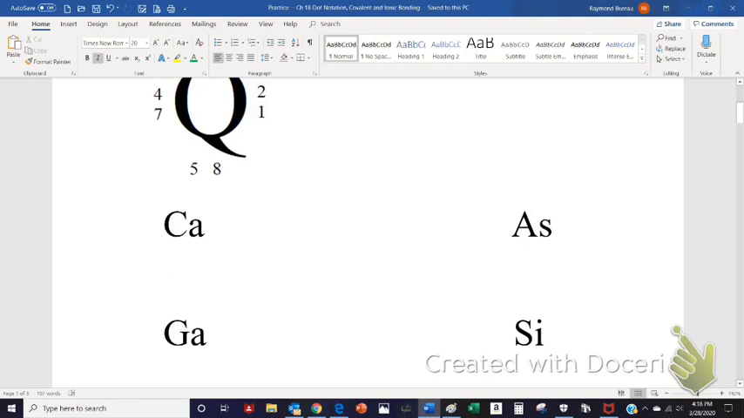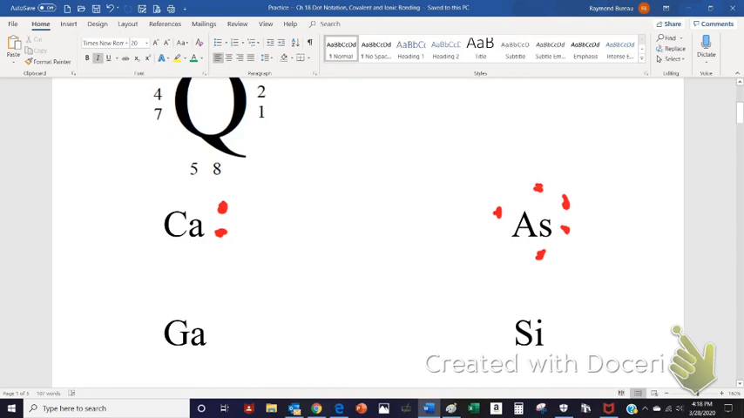Our first element given is calcium. So find calcium. It's element number 20. It's in group 2A, so it has 2 valence electrons. Just follow the Q pattern. So 1 and 2. Next one over to the right, As, is element number 33. That is arsenic. And arsenic has 5 valence electrons. 1, 2, 3, 4, and 5. Oh, that one didn't draw the first time, so there you go.